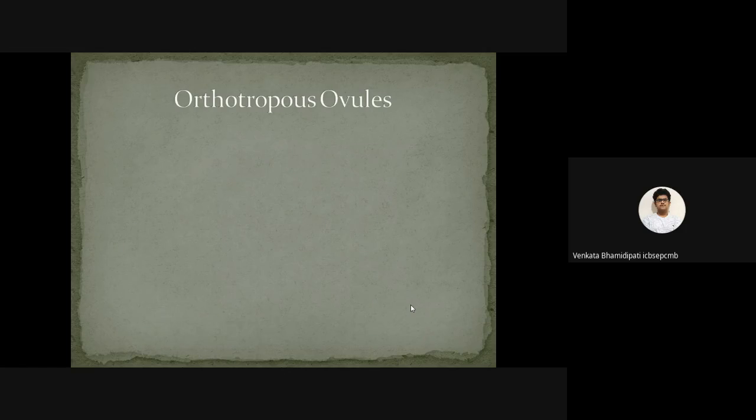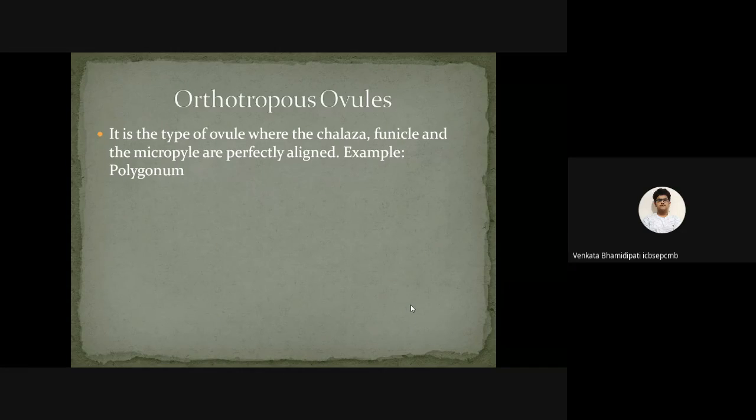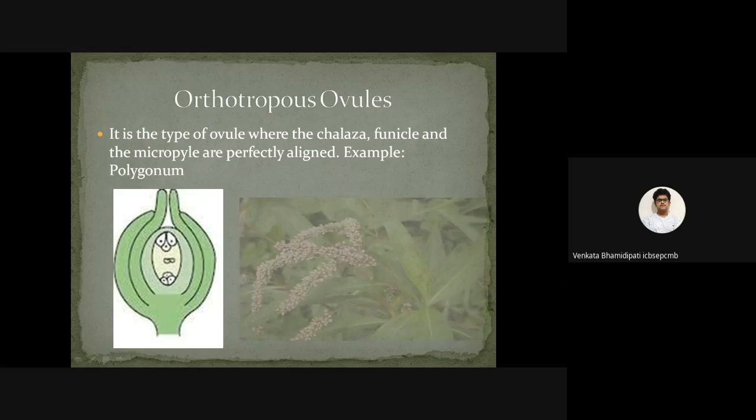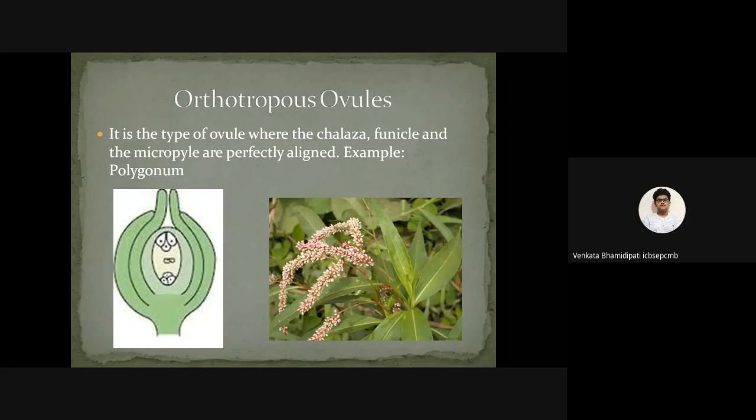First we'll go over orthotropous ovules. Orthotropous ovules are the ovules where the chalaza, the funicle, and the micropyle are perfectly aligned. For example, we have Polygonum. These terms are a bit complicated, so here is a small definition. The chalaza is basically the area where the integument and the nucellus meet. This bulged part over here is the chalaza. After that, we have the funicle, which is just the stalk, and we have the micropyle, which is this opening. You can see that they are almost perfectly in line. If that's the case, the ovule is called an orthotropous ovule. This is how the Polygonum plant looks. It's pretty common in these areas as well.